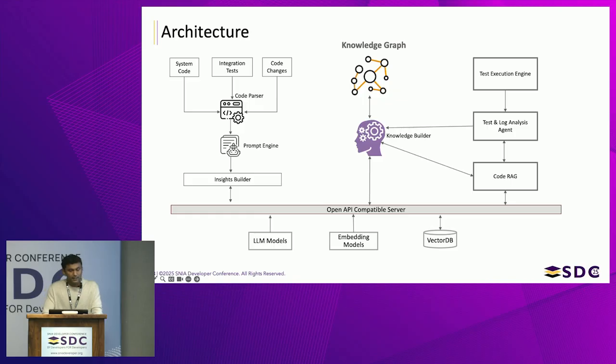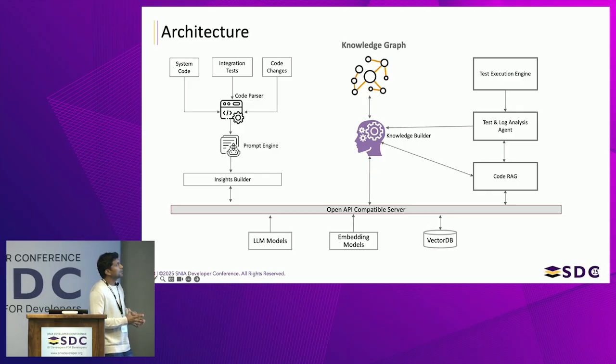This is the detailed architecture of our solution, and it kind of puts everything together that we discussed so far. On the top, the system code and the integration test. I would like to explain this architecture in 3 stages. The first stage is what I refer to as ingestion. Currently, there is nothing in the knowledge graph. Now, how do I start building this knowledge graph?